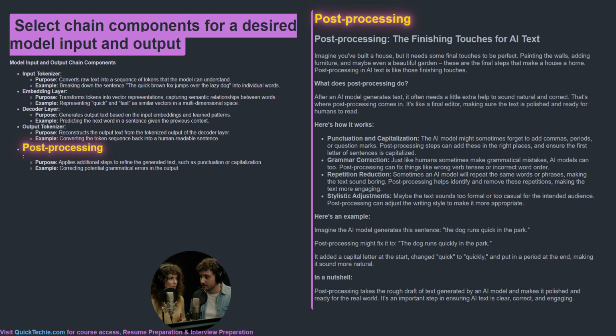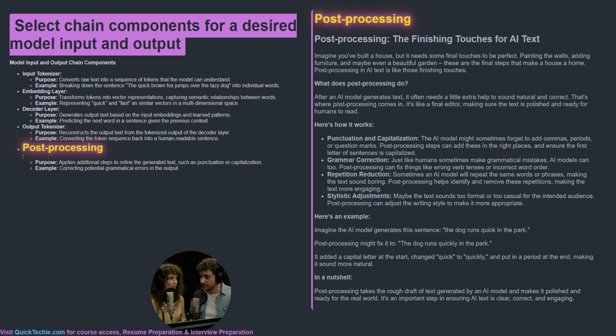Here's an example. Imagine the AI model generates this sentence: "the dog runs quick in the park." Post-processing might fix it to: "The dog runs quickly in the park." It added a capital letter at the start, changed "quick" to "quickly," and put in a period at the end, making it sound more natural.